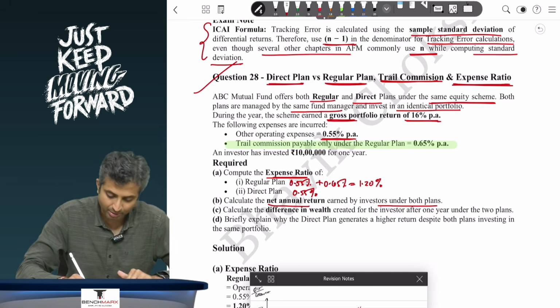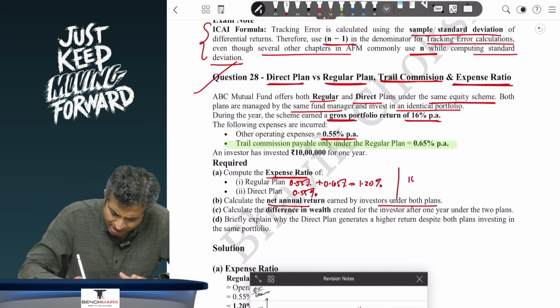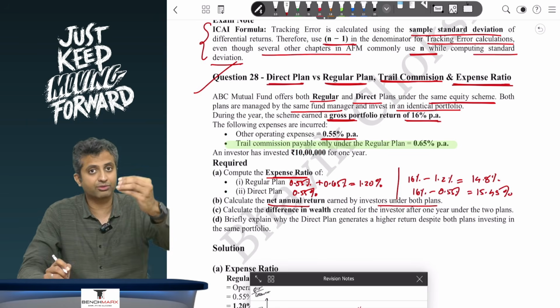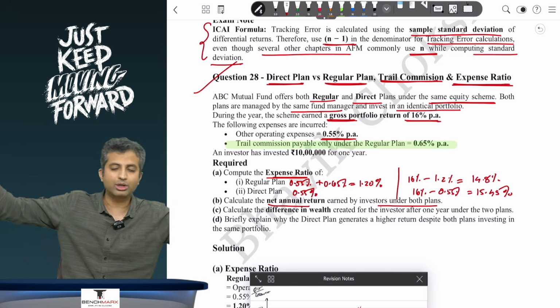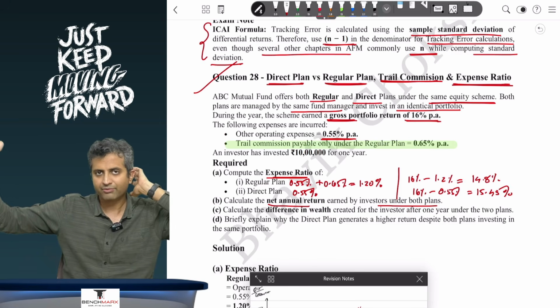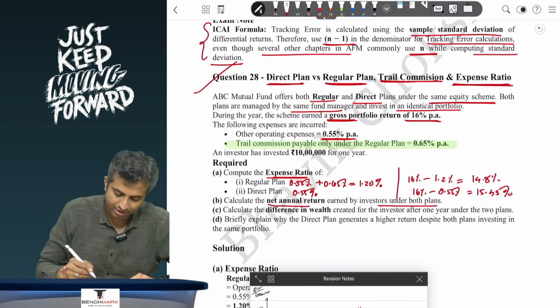If I have to do it in percentage terms only, I would say 16% minus 1.2. This will come to approximately 14.8, whereas 16 minus 0.55 will come to around 15.45. Now you might say that there's a slight difference, but that is for a single year. If your investment is going to stretch over, let's say 5, 10, 15 years, that's a fairly big difference.